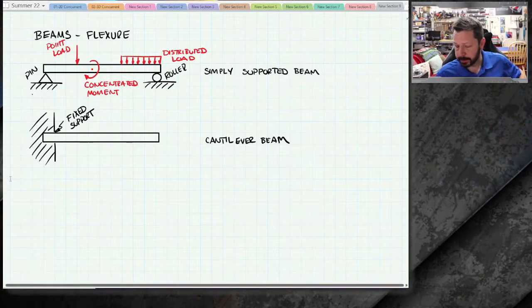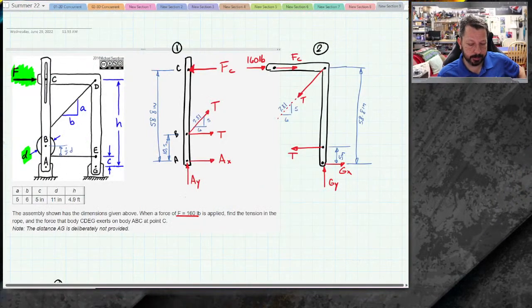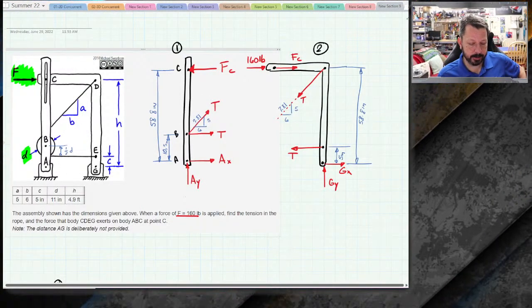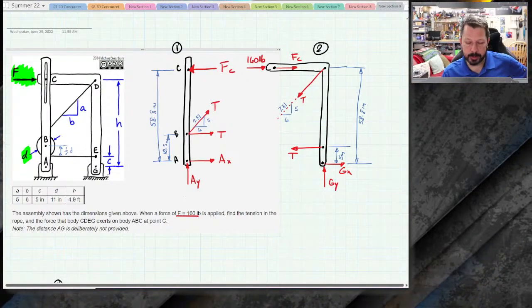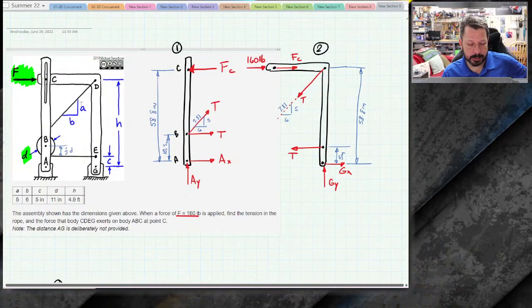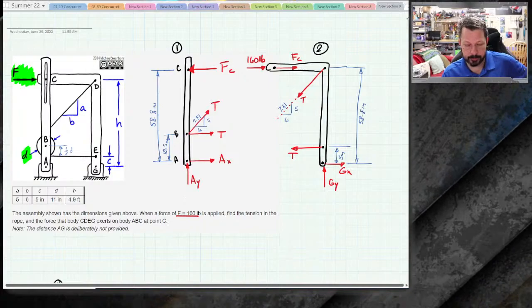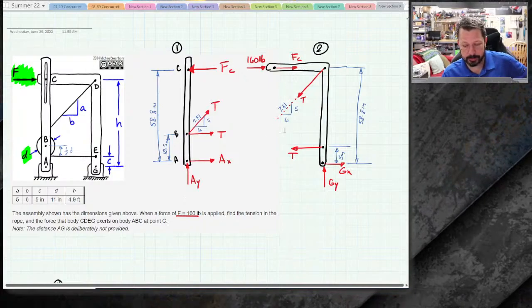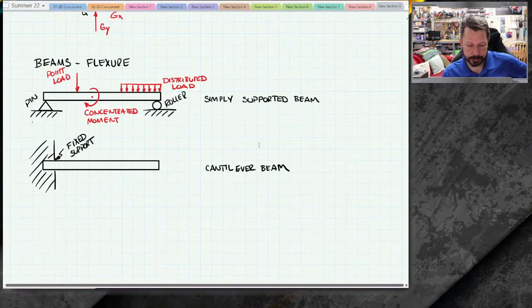We kind of ran into that here. This one's technically over-constrained because it has four reactions over here, 2 at A and 2 at G. But we were able to work around it because it's got a lot of common stuff, like this tension is on both free body diagrams, FC's on both of them. So we were able to work around that in that case.